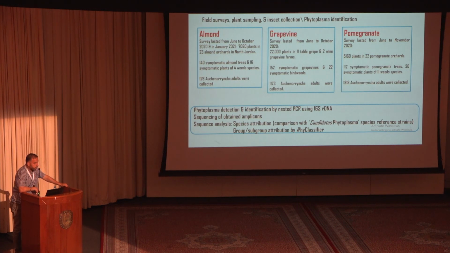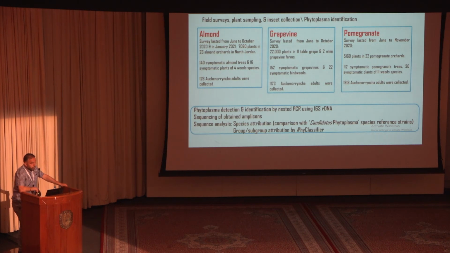Orosius species. With the grapevines, also in the same period, from June to October, more than 22,000 plants in 11 table grape farms and 2 wine grape farms were surveyed. We don't have a lot of wine grapes just because we are an Islamic country. Around 152 symptomatic grapevines and 22 symptomatic bindweeds were collected, in addition to 1,173 Orosius adults.